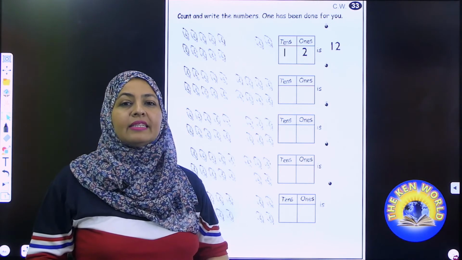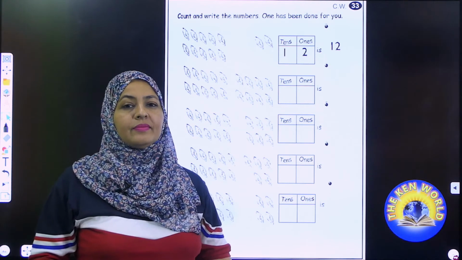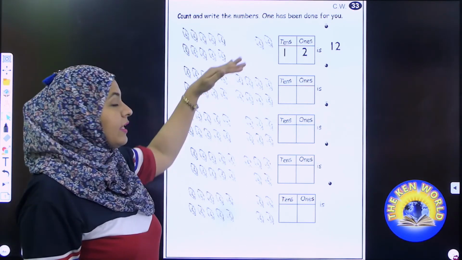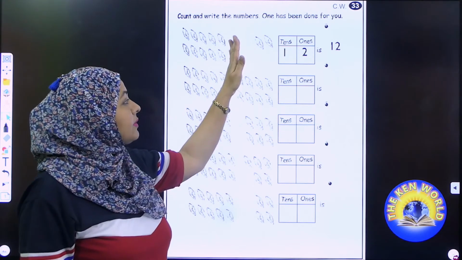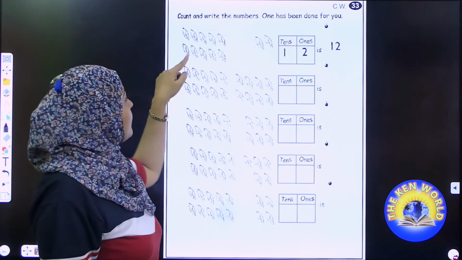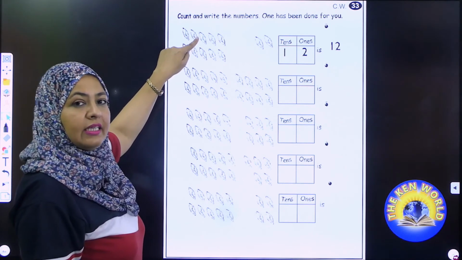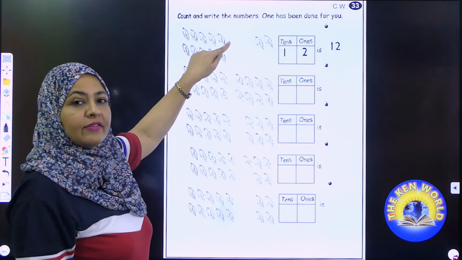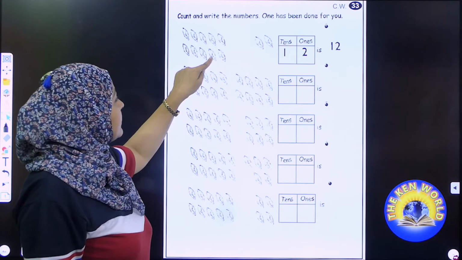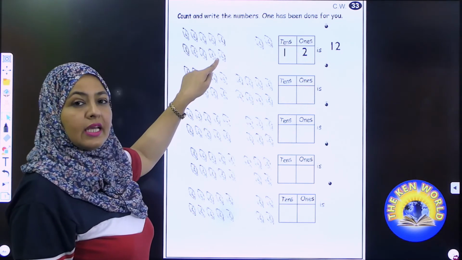Are you ready? Then sit properly with your back straight and take out your sharpened pencil and eraser. Now look at the board. Here you can see the sets of leaves. Yes, first we will count them, then we will write the number. One example is done for you. Now, first we will count them. 1, 2, 3, 4, 5, 6, 7, 8, 9, 10. So, here we have a set of 10.